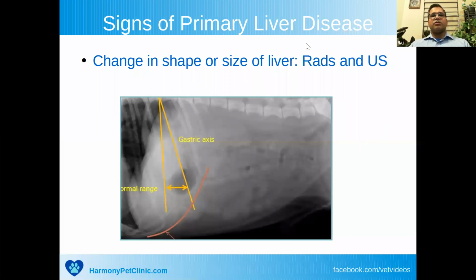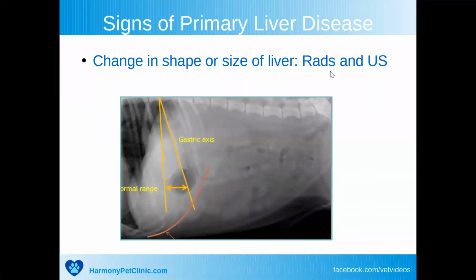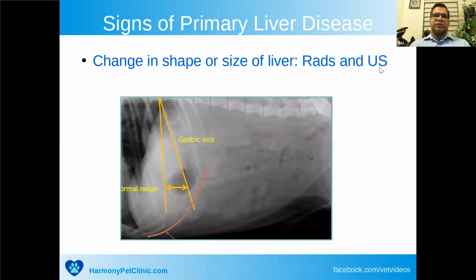So, main signs of primary liver disease. We'll start with some radiographs. One of the big signs of primary liver disease will be a change in shape or size of the liver. Change in shape, size, or conformation of the liver, we can diagnose with X-rays and ultrasound.